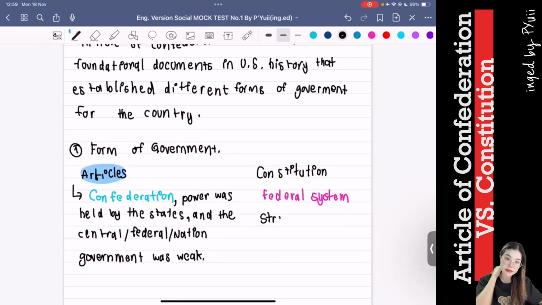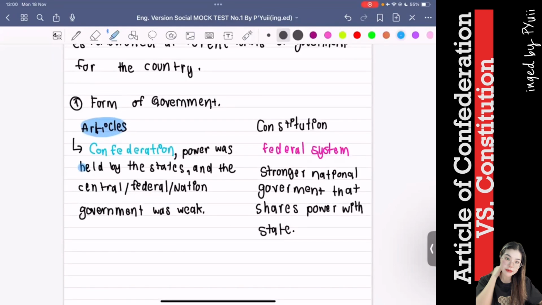The Constitution rules the form of government as a federal system. เขาจะมี stronger national government which must share power with the state. Under the Articles, most of the power was held by the states, but the federal system shares power between state and federal, which we call federalism. So the Constitution balances the power between the states and the federal levels.